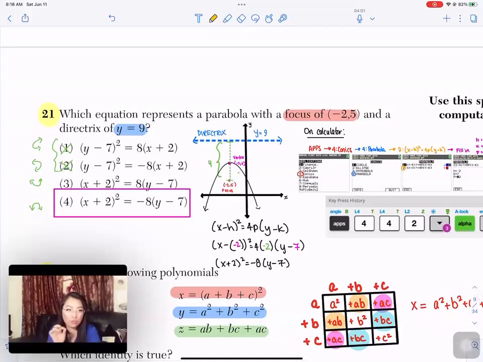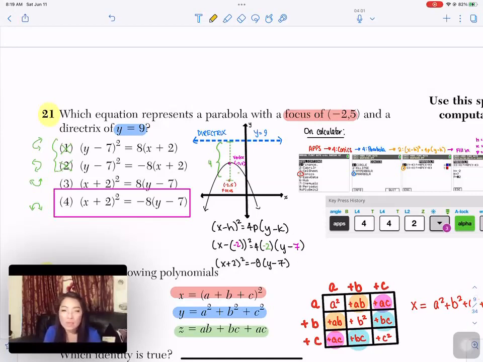And that's why I drew a rough sketch of it on the side. When I look at my focus, the focus is below the directrix. That means it's concave down. That means that your coefficient in front of the y has to be negative. So it's choice 4. From there, I already knew it was choice 4, but let's dive a little deeper.